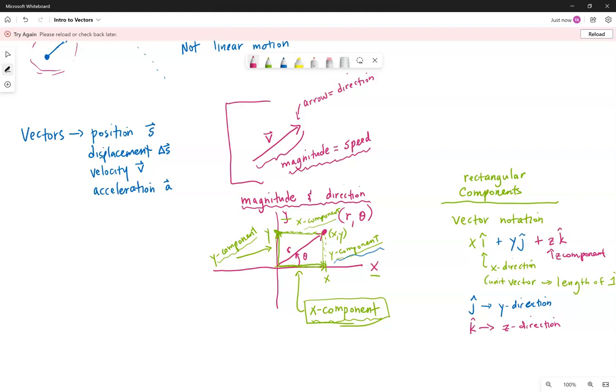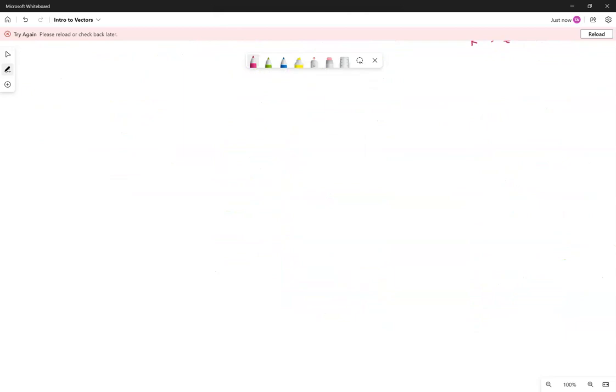So let's do an example. For example, let's go back and say we have a velocity of 22 meters per second at an angle of 40 degrees from the horizontal. This right here would be the magnitude and direction. So you want to be familiar with these terms. Magnitude is the 22 meters per second. Direction is the 40 degrees. So direction means an angle. Magnitude means how long is this vector.